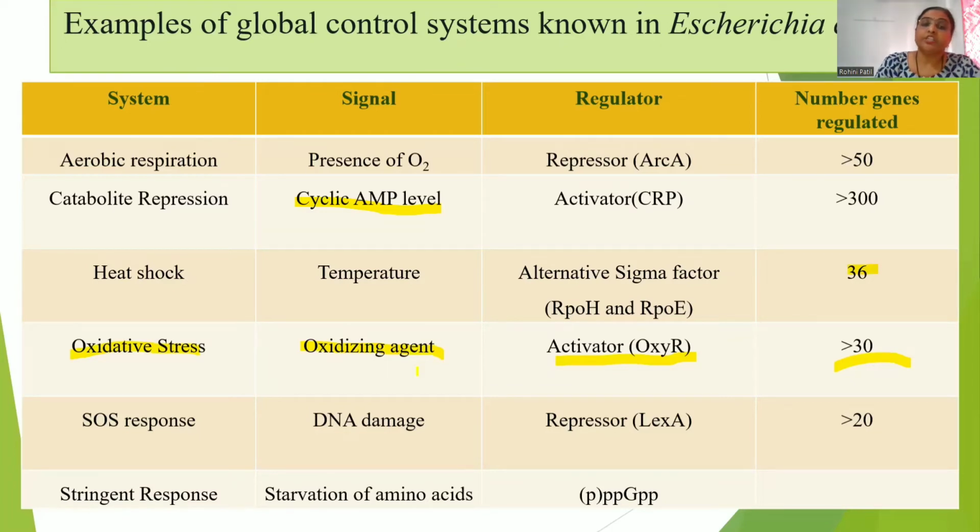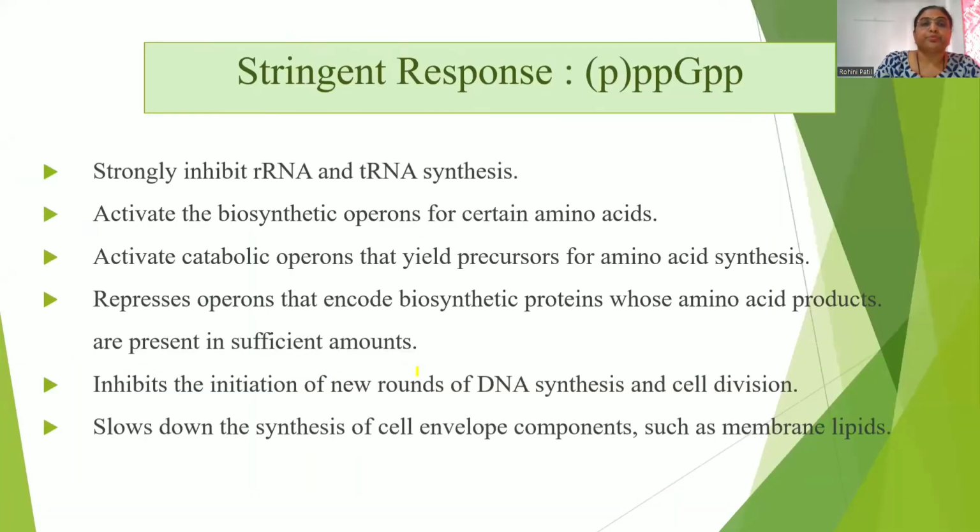Next, there is the SOS response, which is given when there is DNA damage, and here the repressor is LexA. Next one is the stringent response, which is a very wide one. It is given when there are starvation conditions, and the regulatory signal molecules here are guanine tetraphosphate and guanine pentaphosphate.